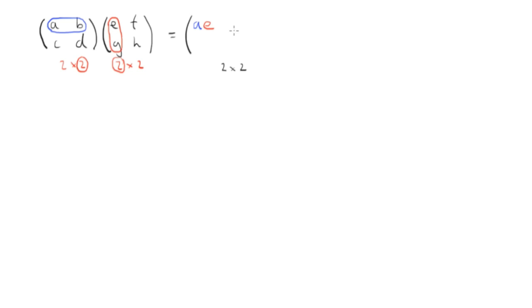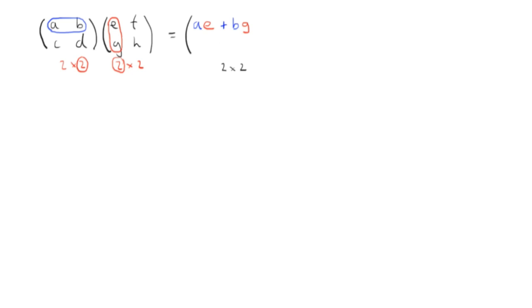And to that we add the second element along the first row of the left matrix multiplied by the second element of the first column of the right matrix. So A times E plus B times G. And that's the element in the first row, first column of the resulting matrix.